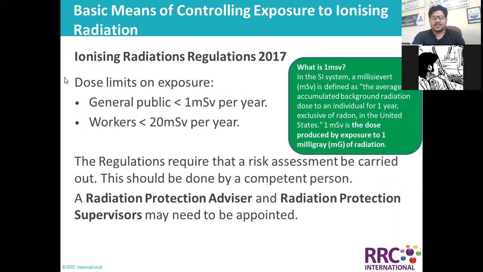Okay, guys, whenever there is ionizing radiation, there are regulations, especially the Ionising Radiations Regulations 2017. That means dose limits on exposure: for the general public, below 1 millisievert per year, and for workers, below 20 millisievert per year. So the regulations require that a risk assessment be carried out. This should be done by a competent person.